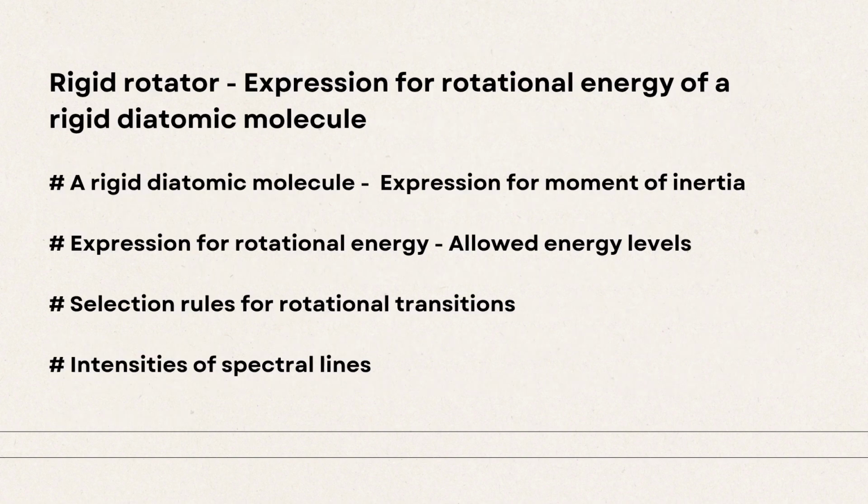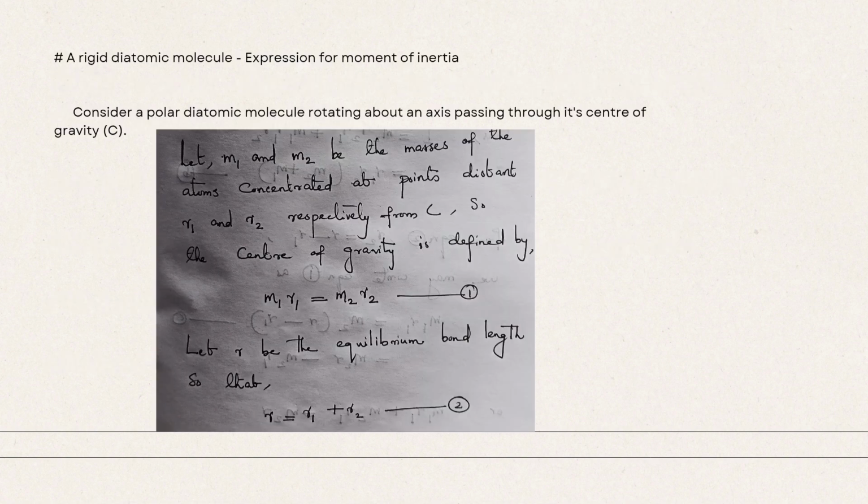Now we are going to see the various aspects of rotational spectra. For that, we consider a rigid rotator. The rotation of a diatomic molecule can be modeled as a rigid rotator. We will cover the rigid diatomic molecule and the expression for moment of inertia, expression for rotational energy, allowed energy levels, selection rule for rotational transitions, and intensities of spectral lines. Let's go into detail.